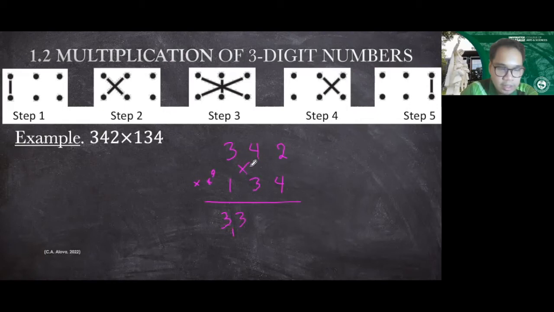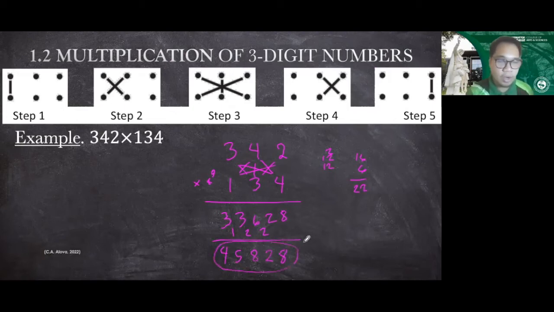And then step 3: 3 times 4 is going to give us 12, plus the product of 4 times 3, which is also 12, plus the product of 1 times 2, which is 2. So this is going to give us 26. And then crosswise here, 4 times 4 is 16, plus the product of 2 times 3, which is 6. So we have 22. We're going to put 22 right here. And then 4 times 2 is going to give us 8. Sum them all up, we have 45,828. And everybody, this is our answer for multiplying 342 by 134.